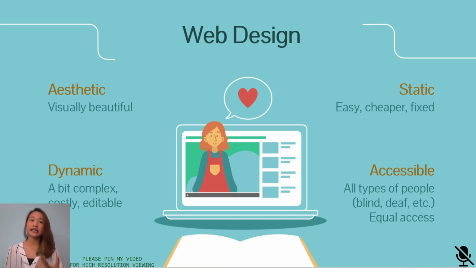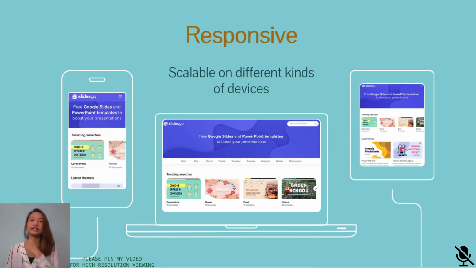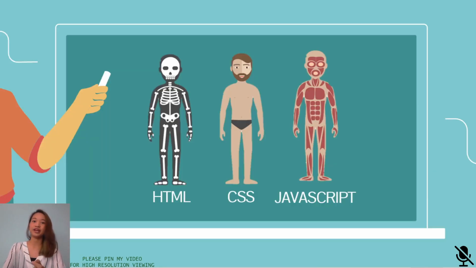So, and the last important thing in web design is that your web page needs to be responsive. It needs to be scalable on different kinds of devices. So as you can see here in the presentation, the website of SlidesGo can be scalable on phone, on tablet, and or your computer device, your laptop. Okay. So now we're going to start coding.